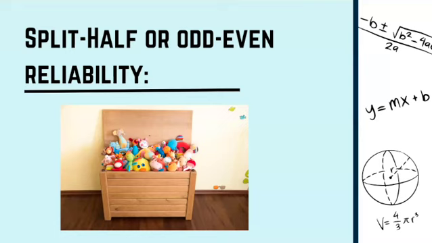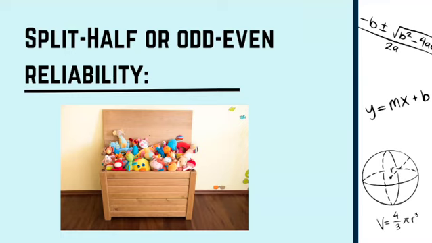Split half or odd even reliability. Split half or odd even reliability is like making sure your toy box has an equal number of red and blue toys and seeing if both groups of toys are equally fun to play with. In testing, it involves splitting a test into two equal parts to check if both halves are consistent, measuring the same thing.